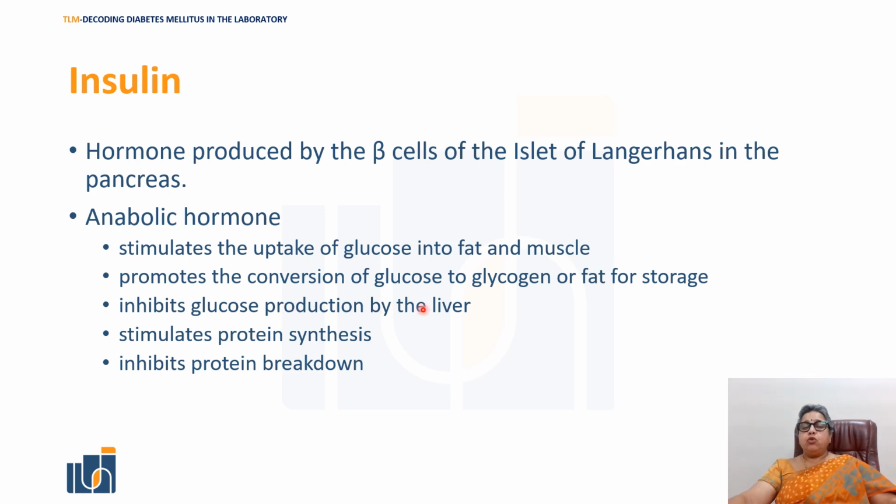It inhibits the glucose production by the liver. It stimulates protein synthesis and inhibits protein breakdown. So protein breakdown can also cause an increase in the glucose. So if this insulin is not there, or if there is a resistance to the action of insulin, then the uptake of glucose, either for storage or for utilization, will not happen, and therefore the glucose levels in the body will increase. So that is the basic function of insulin as an anabolic hormone.